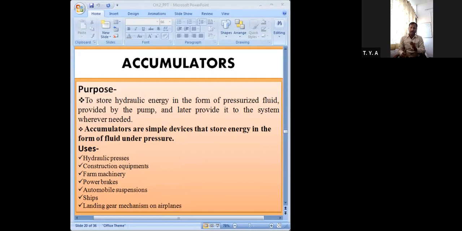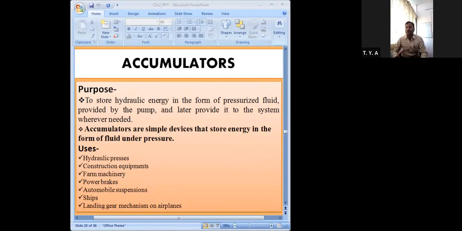Now what will we do with that stored pressurized fluid? Whenever it is required, whenever we need to provide that pressurized fluid, at that time you can take it from the accumulator, that is, from that tank or reservoir.